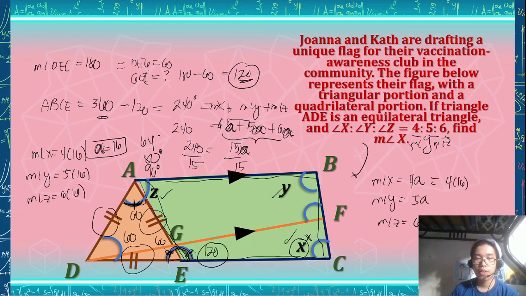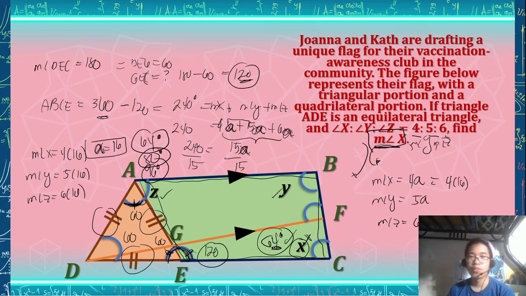And there you go, guys. We found the measurement of our three angles. And what's the measurement of angle X? It's just equal to 64 degrees. And that's how we solve this problem.